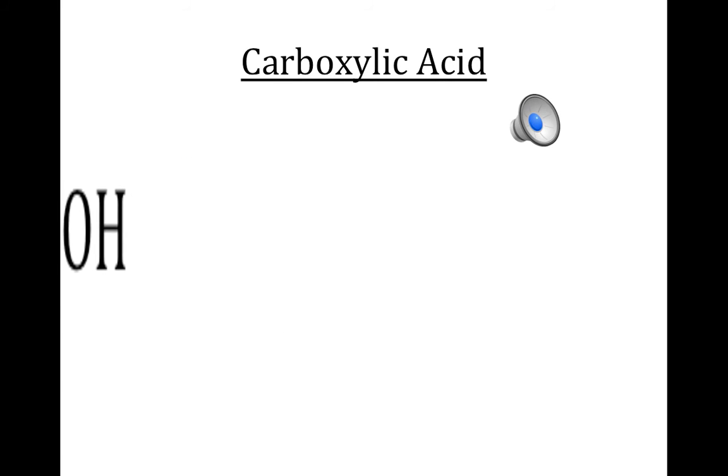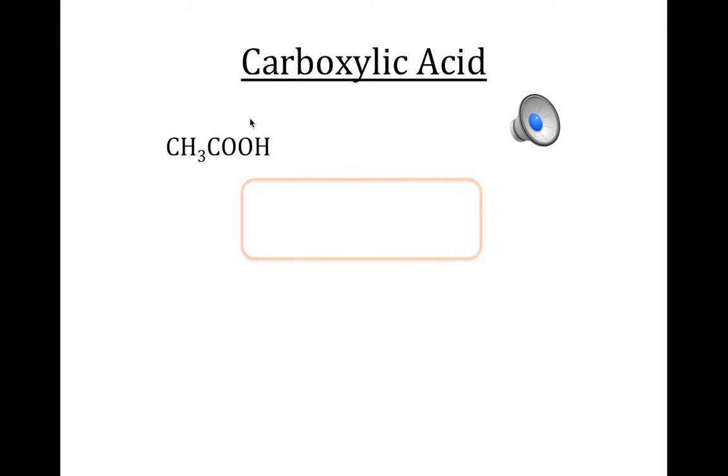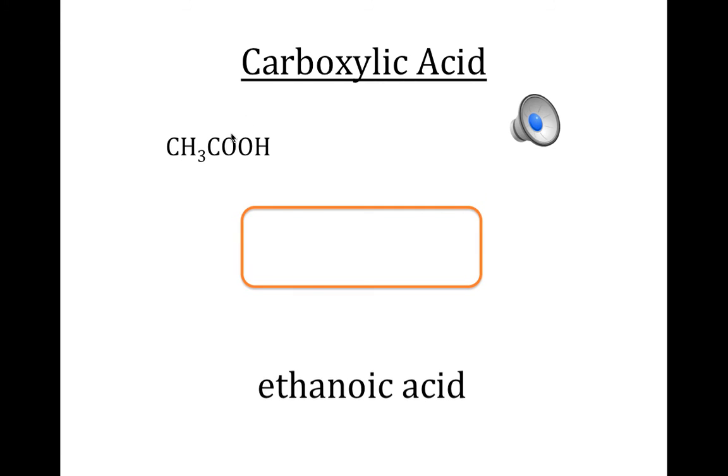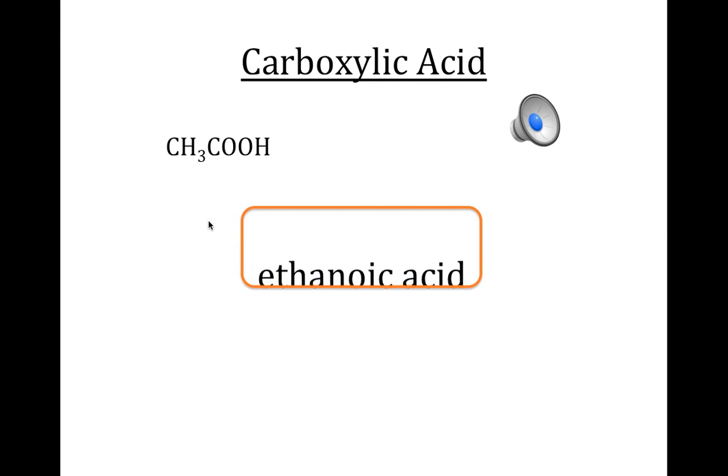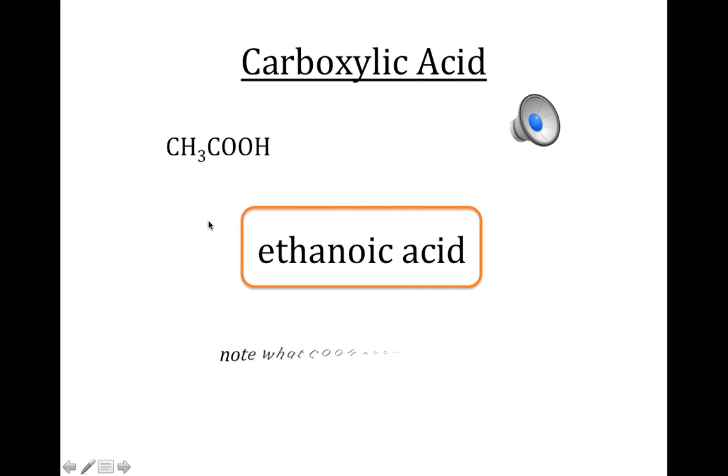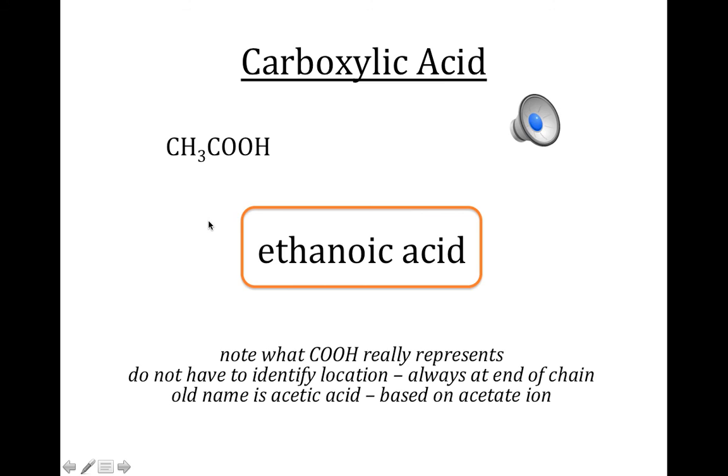Carboxylic acid cleverly has a carboxyl group. It looks like oxygens are bonded together, but they are not. This oxygen is actually double bonded to the carbon. This is how they like to write it out. And this is ethanoic acid, known as the active ingredient in vinegar. The old name was acetic acid, based on the acetate ion. The modern name is ethanoic acid, because we had 2 carbons in our longest chain.